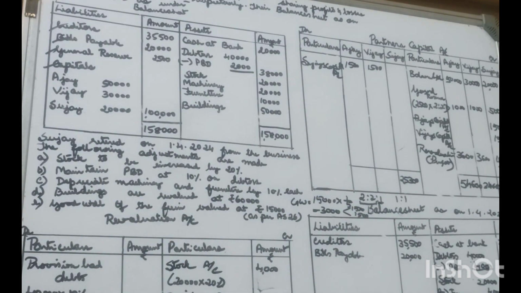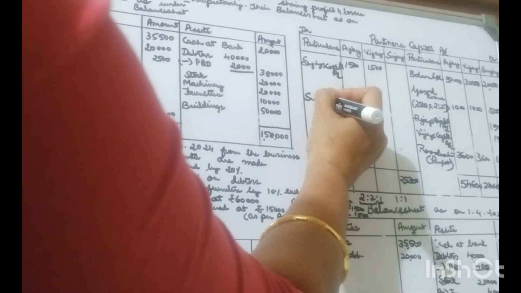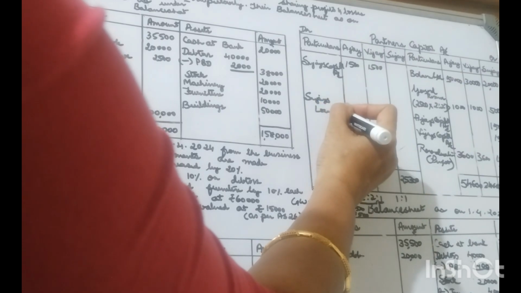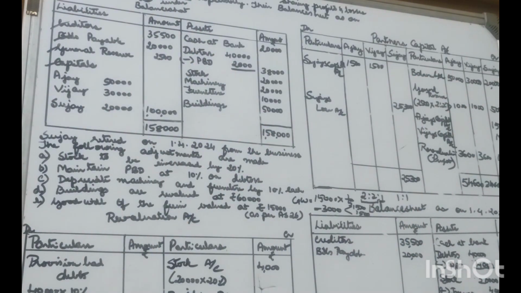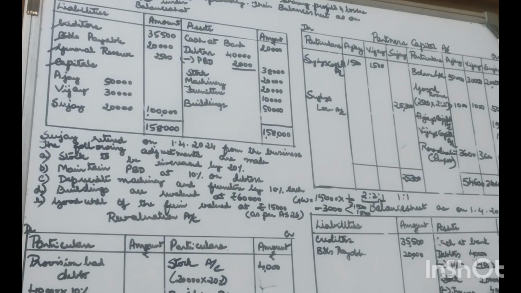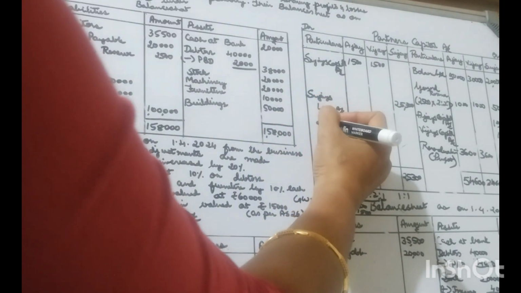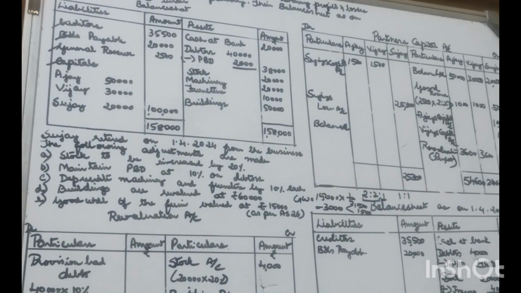So this is the amount payable to Sujay. Sujay is the retiring partner. It must be recorded as Sujay's loan account because he is the retiring partner and will not continue further in the business. So the amount payable to Sujay must be recorded as Sujay's loan account. The remaining partners will continue in the business, so their closing balance must be found.